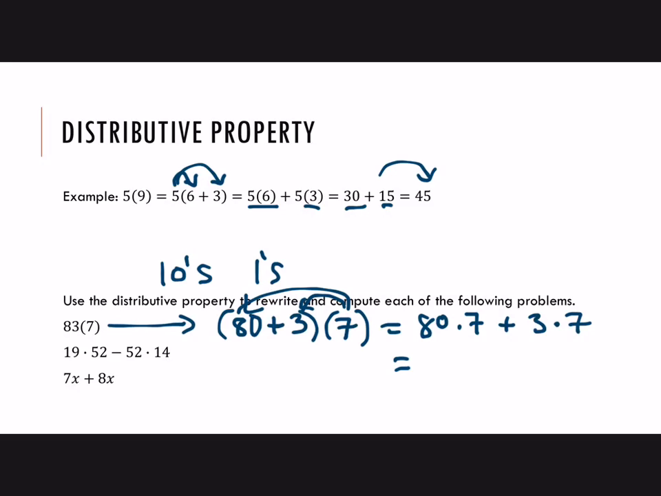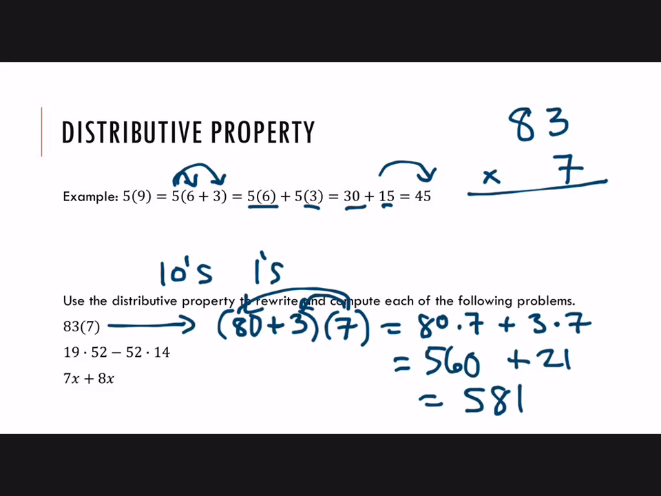Okay. And then if you know your fact that 80 times 7 is the same as 8 times 7 plus a 0, that's 560 plus 21, and that's 581. Right, so perhaps that's easier to do mentally than trying to think about 83 times 7 in your head, or even writing this down like this and using that standard method, you know, where you multiply the ones, carry the tens, and then move on and do the tens.